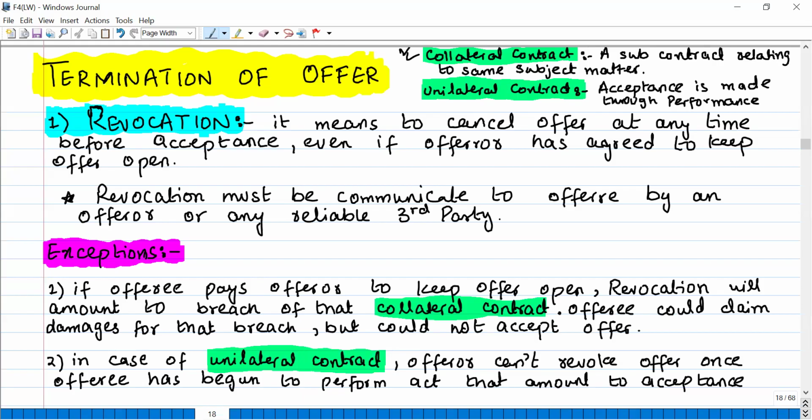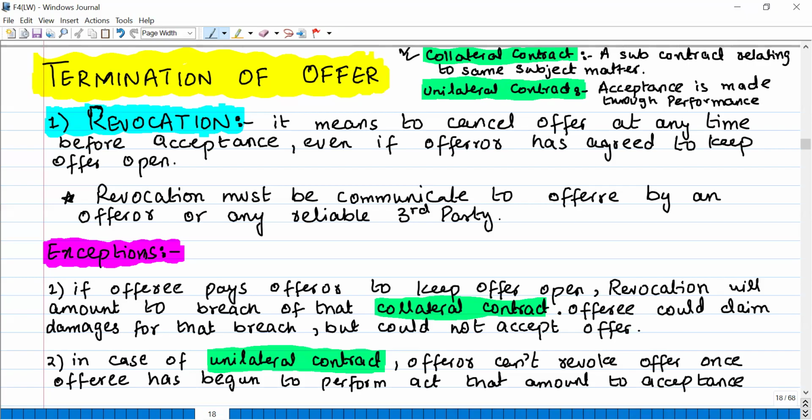In that case, if I cancel the offer, I can revoke the offer. But the amount that you paid me to keep the offer open is a separate agreement between us. That is known as a collateral contract. A collateral contract is a subcontract regarding the same matter.